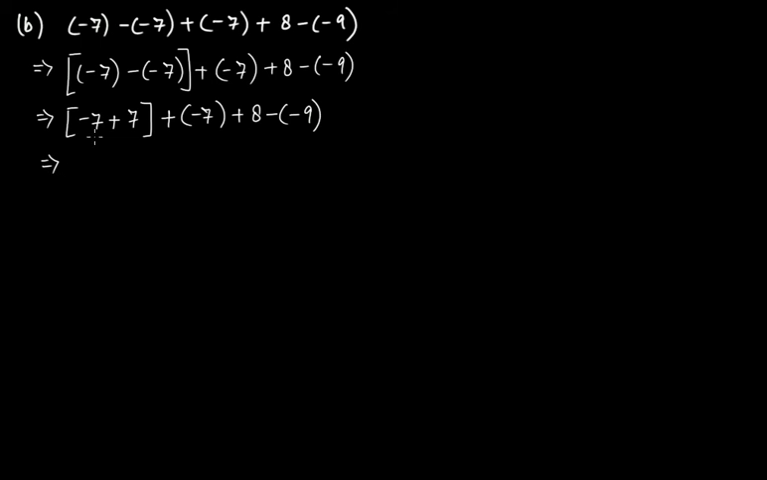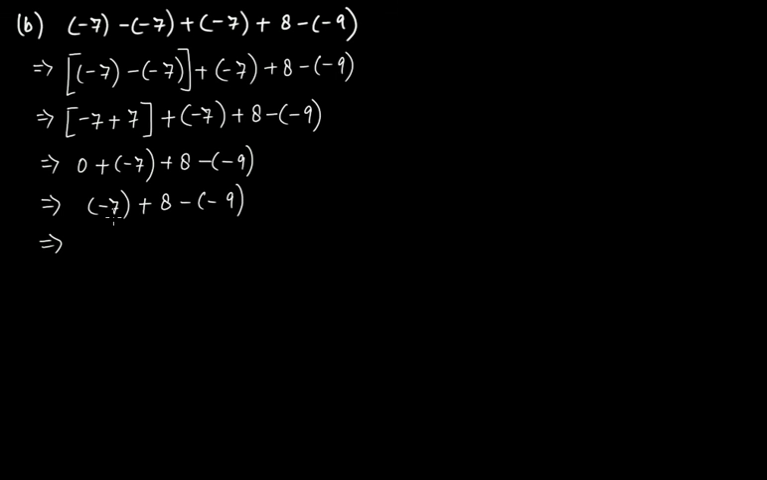Okay, so minus 7 plus 7 will be 0. So you have 0 plus minus 7 plus 8 minus 9. This will be 0 plus minus 7 will be minus 7, because if you add any integer to 0, you will get the same integer back. So plus 8 minus 9.